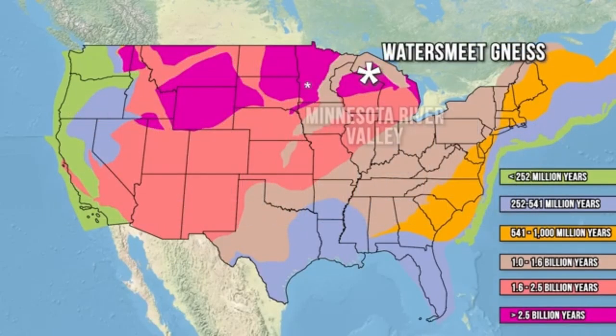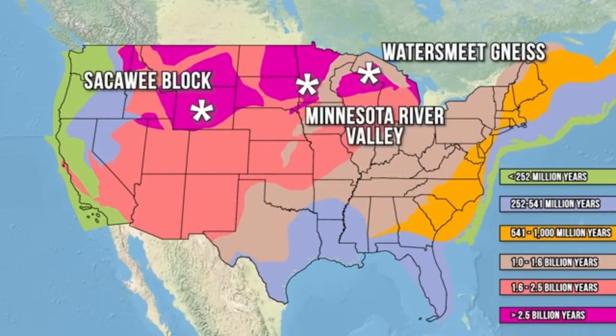Archean rocks can be found in the upper Midwest and Rocky Mountains. This is where we should start our search for the oldest rock in the US. But wait, how do we even know how old a rock really is?